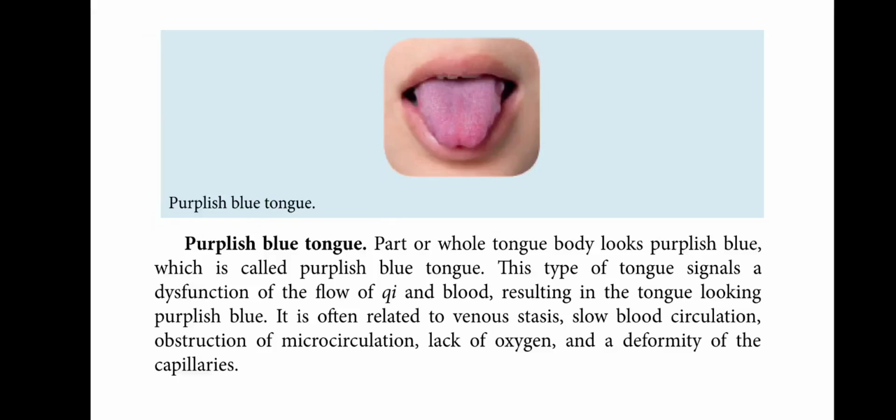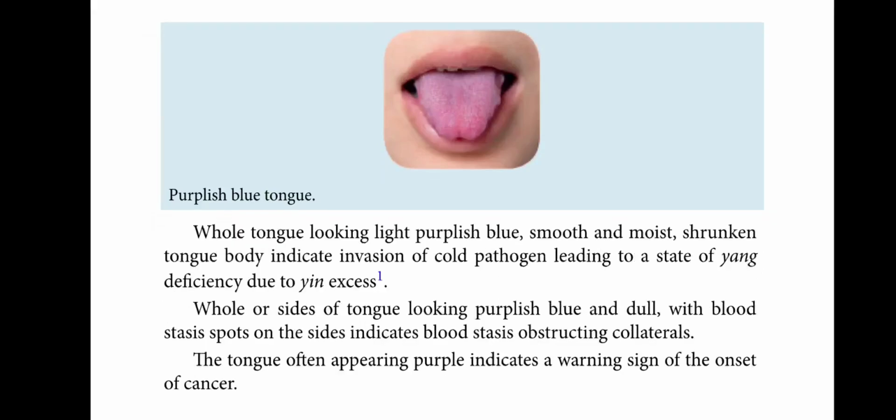Whole tongue looking light purplish blue, smooth and moist, shrunken tongue body indicate invasion of cold pathogen, leading to a state of yang deficiency due to yin excess. Whole or sides of tongue looking purplish blue and dull, with blood stasis spots on the sides indicates blood stasis obstructing collaterals. The tongue often appearing purple indicates a warning sign of the onset of cancer.